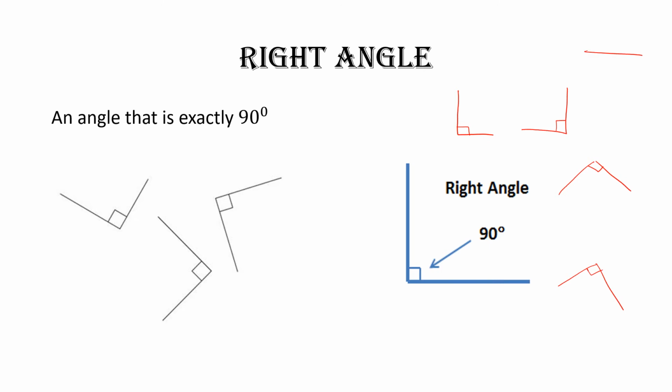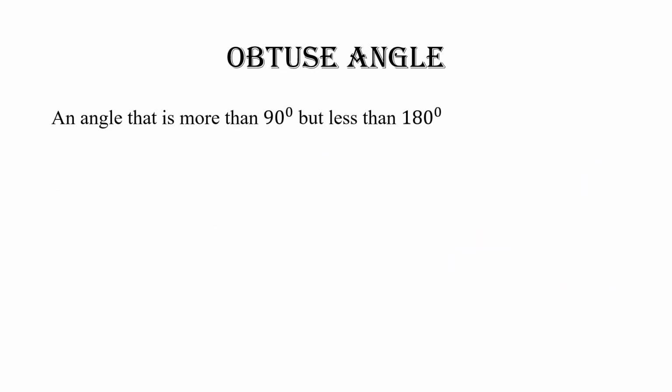Or what about this way? So long as you have that L shape, once we have an L shape, we have a right angle being formed. And right angle is simply another word for 90 degrees.